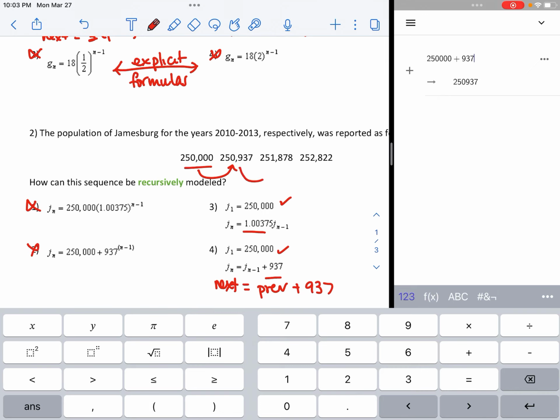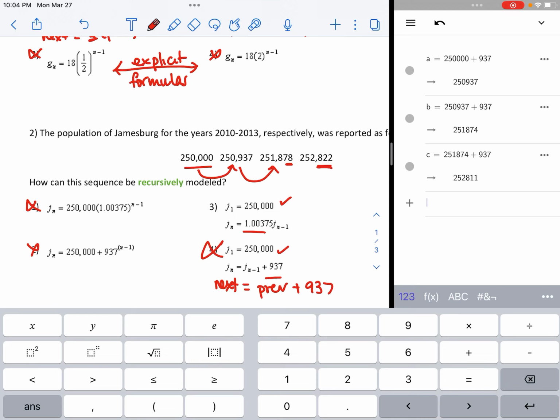So it'll always get you to the second term. The question is, will I do it again? Will it give me the same second term? So I'm going to take the answer, press the answer button and add 937 again, and it gives me 251,874. That is not correct. And then if I did it again and added 937, it gives me 252,811, not 822. So close, but not exact.